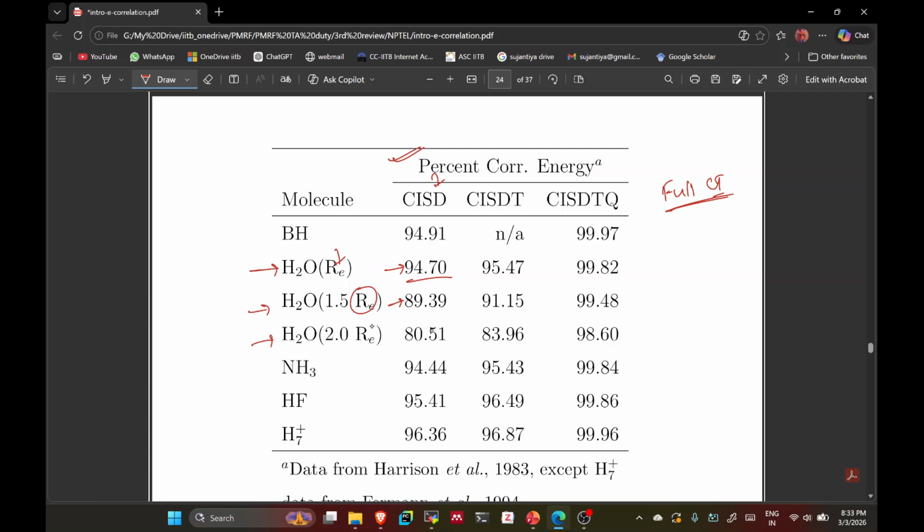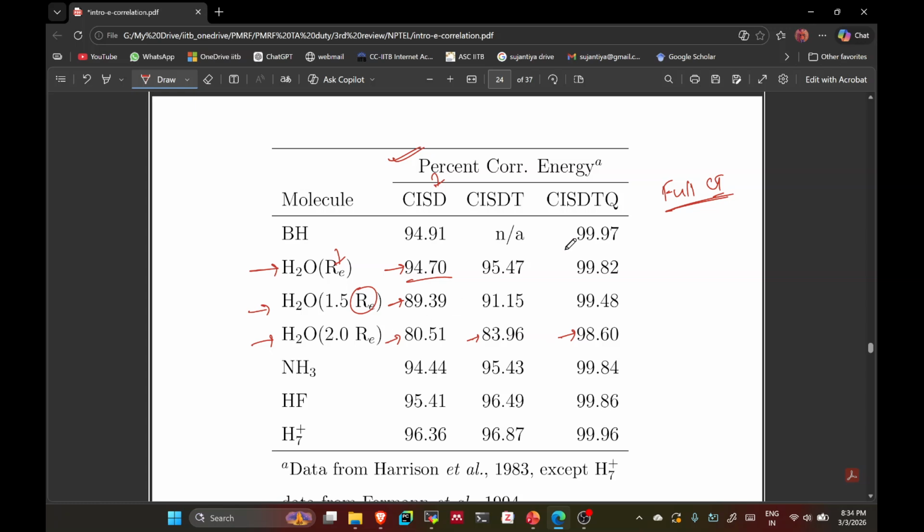And if you stretch it to twice, then you can see only 80% of the total correlation is recovered at CISD. Even at CISDT, you get 84%. You have to include at least quadruples, and this is not possible beyond some molecule, right? So you need to do some improvement, and there you will see many methods are there.